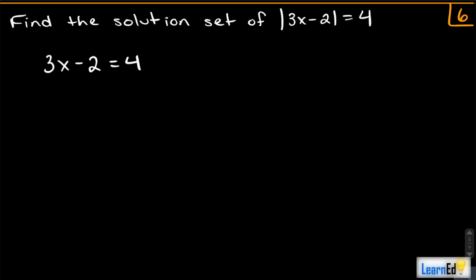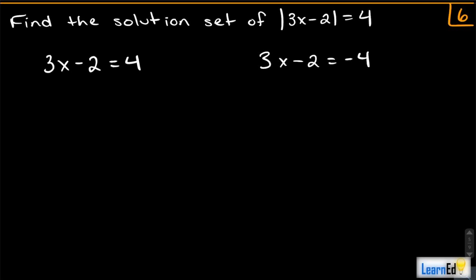Or, if this was the absolute value of negative 4, this would still be equal to 4, because this will make it positive, so you get a 4 equal to 4. So there's another way that this equation could still be true. 3x minus 2 could still equal negative 4 and make this equation true. So we can say that 3x minus 2 equals negative 4.